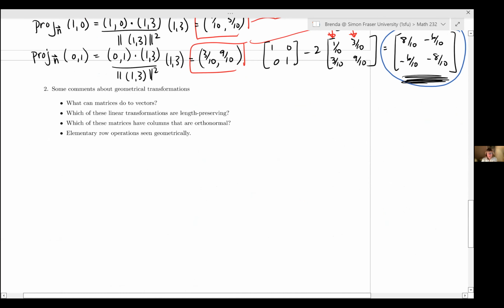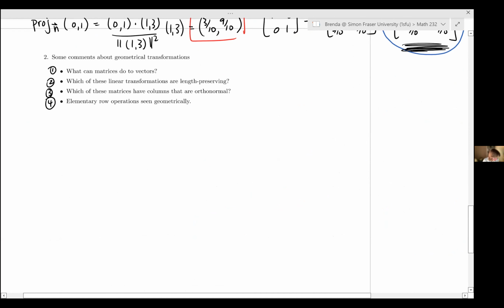Okay. Let's make some comments here. This is actually a shorter lecture, I'm thinking, and we just want to make a few comments here. There's 4 things I want to comment on, and that is going to be it. What can matrices do to vectors? Okay, you're a lonely little vector, and along comes a matrix. What can happen to you?